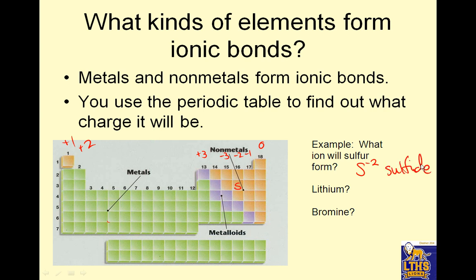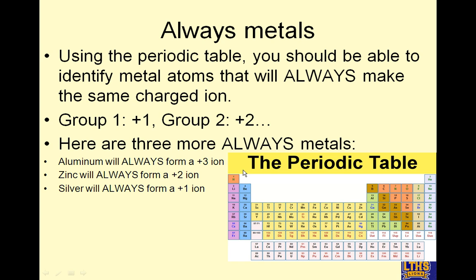All right, lithium. Lithium is right here. Lithium is going to form a +1 ion. So, it's going to be a lithium ion. Okay, bromine. Bromine is right about here. All right, bromine's a halogen, and so it's going to form a -1 ion, and it's going to be called bromide. All right, metals and nonmetals work together to form ionic bonds.